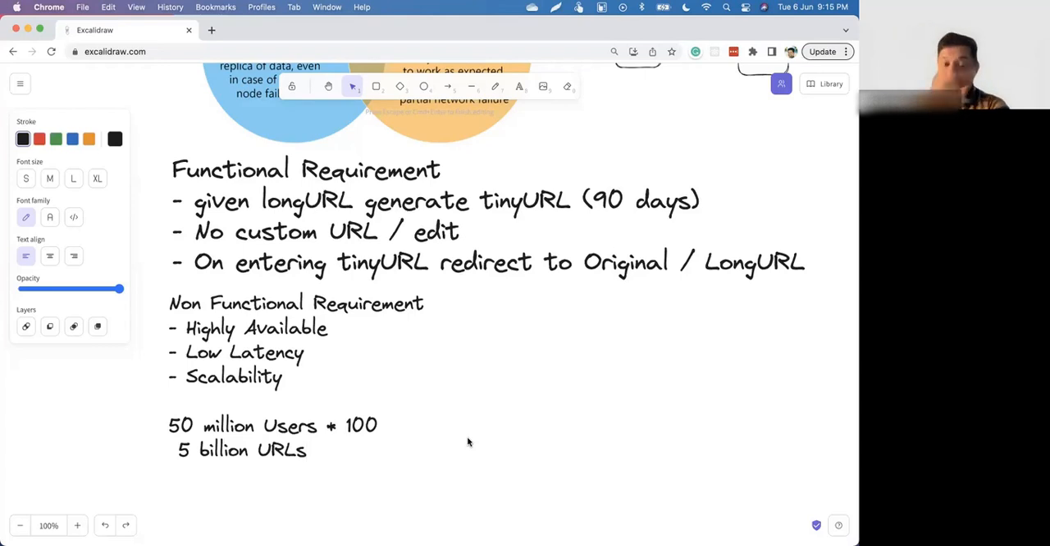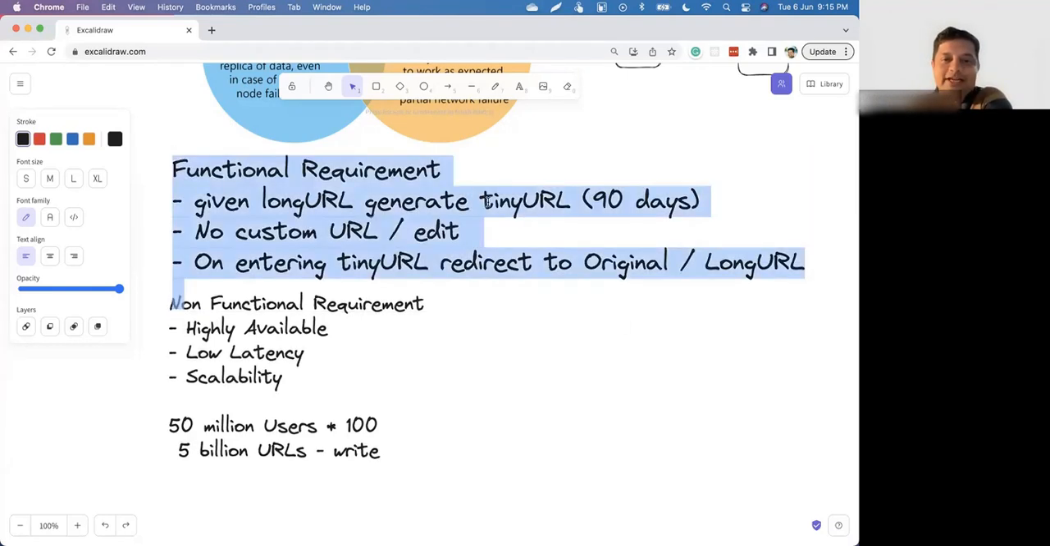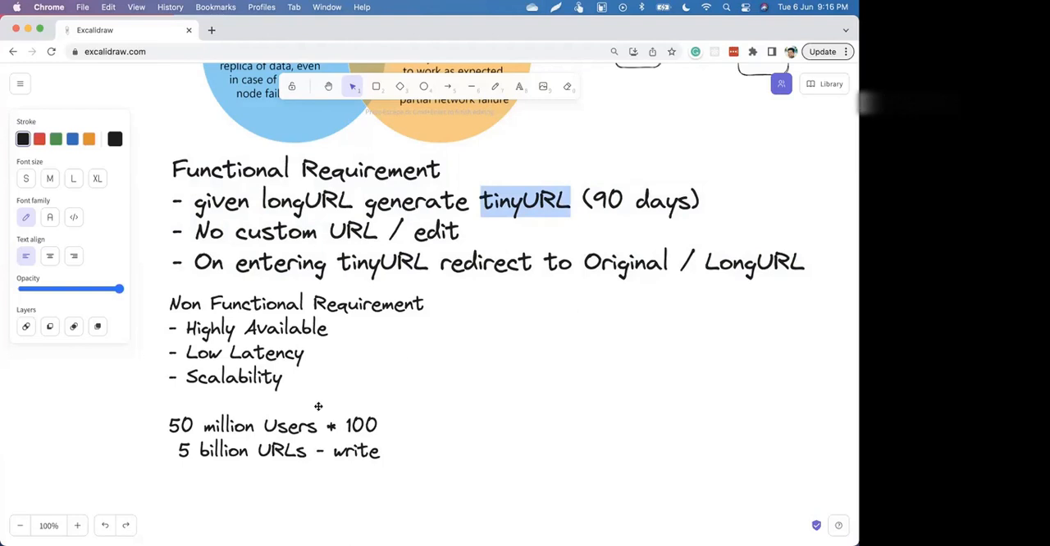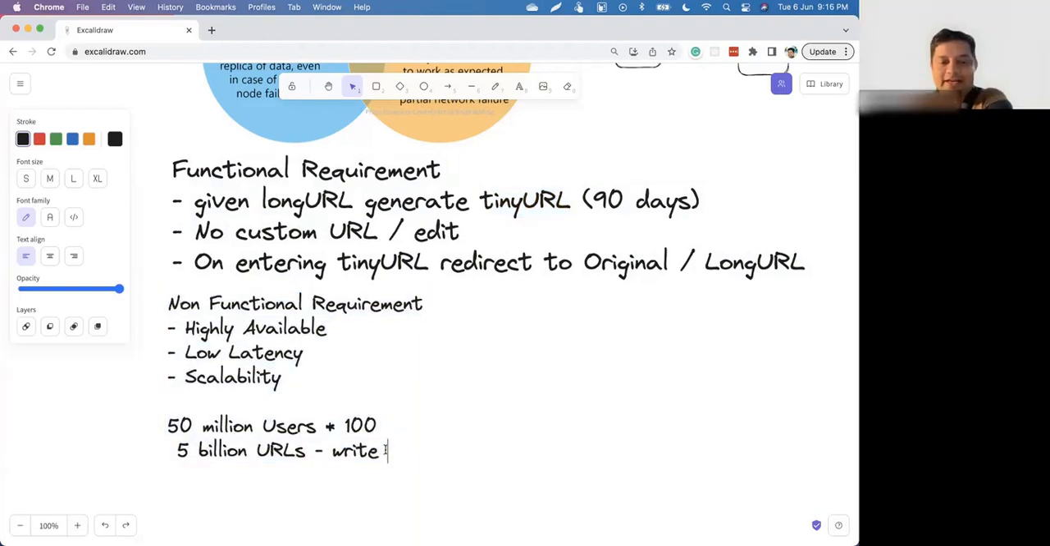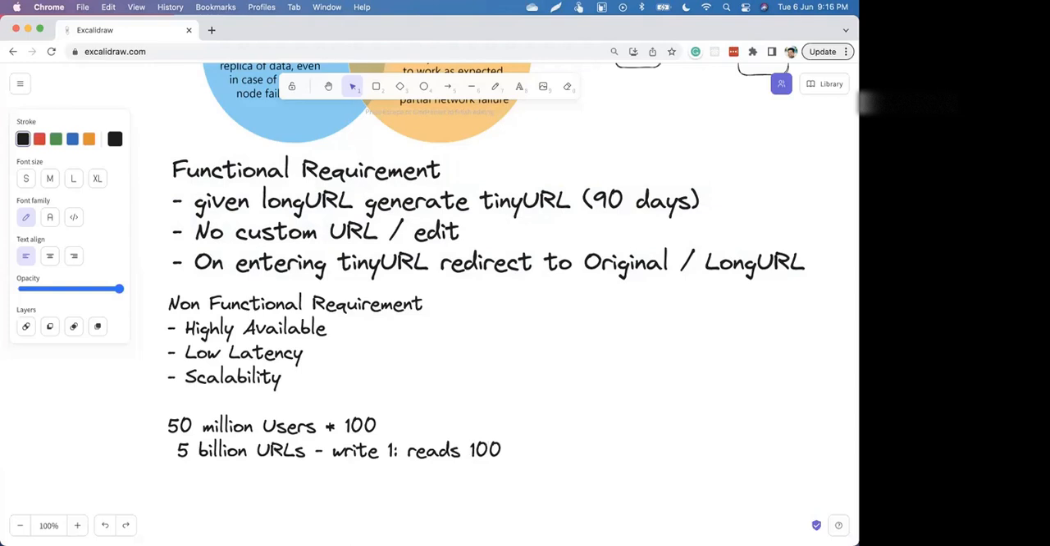Now when you store, these many writes will happen, because you have 5 billion URLs. But how many reads will happen? Once you store the URL, how many times will it be redirected? Because once you generate the tiny URL, you will share it in your blogs, tweets, and various social media. So you can assume that for every write, you have 100 reads. So the ratio is 1:100.